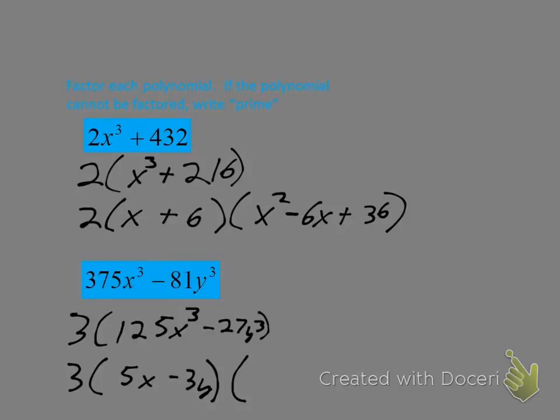So 5x times 5x, 25x squared. What's the next sign? Plus. Remember, it's the opposite of what's in the binomial. Comes second. 5x times 3y, 15xy. Good. What sign is next? Plus. It's 3y times 3y, 9y squared. Done.